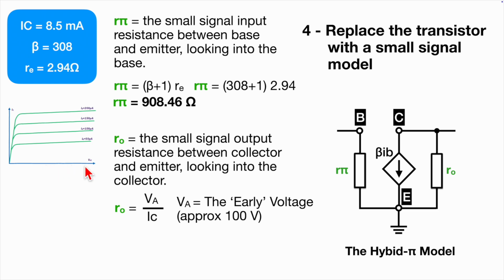The so-called early voltage is this curving effect extrapolated back to where the line crosses the horizontal axis, and it can vary between, well, 80 to 200 volts. Commonly, the early voltage is approximated to 100 volts, and that's what we're going to use. So when we calculate this, we get 100 volts divided by our quiescent collector current, which is 8.5 milliamps, which gives us an R sub O of 11.76 kiloohms, which is pretty high, which is good.